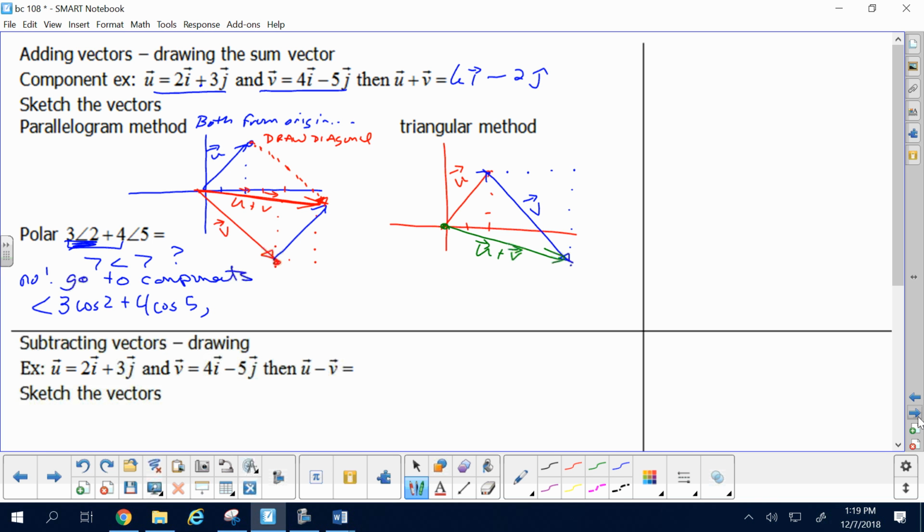What's the total vertical of the two? 3 sine 2 plus 4 sine 5. Okay? Now that would be rectangular. If they wanted it in polar, then you would have to take that and convert it into polar by finding the Pythagorean theorem magnitude and the angle inverse tangent kind of stuff. Okay? And back to polar if necessary.